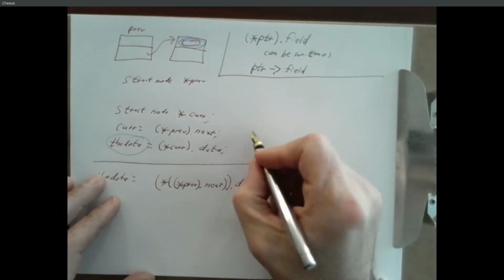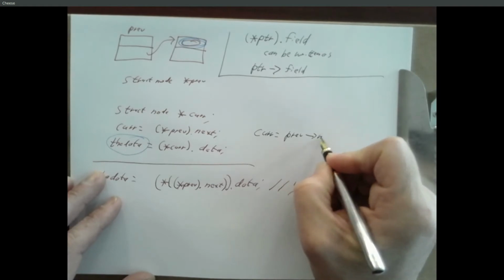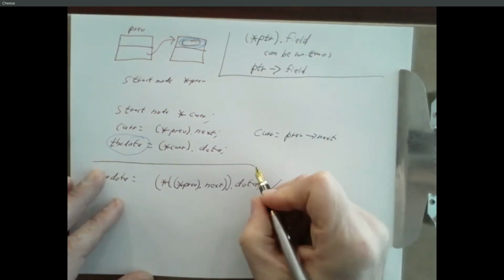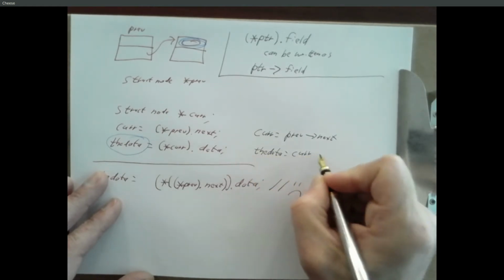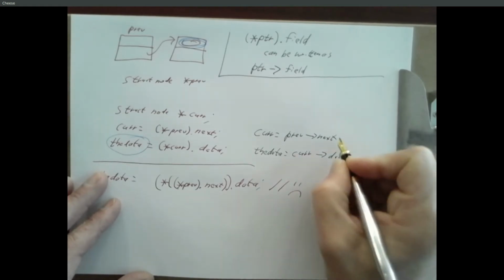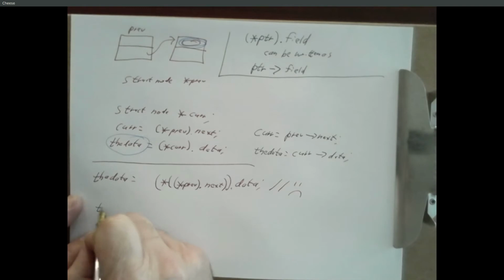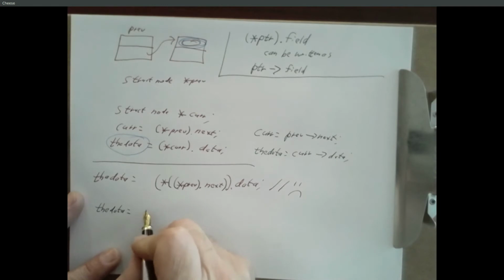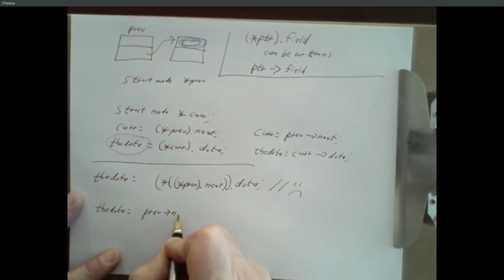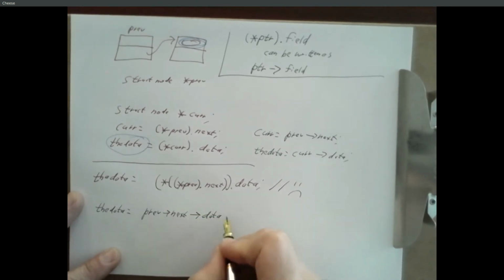Because now this would just be current equals previous arrow next. And this would be the data equals current arrow data. And if we try to do this without the temporary variable current, what does this look like? The data equals, well, current is just previous arrow next. That gives us current, and then we want to access the data field.